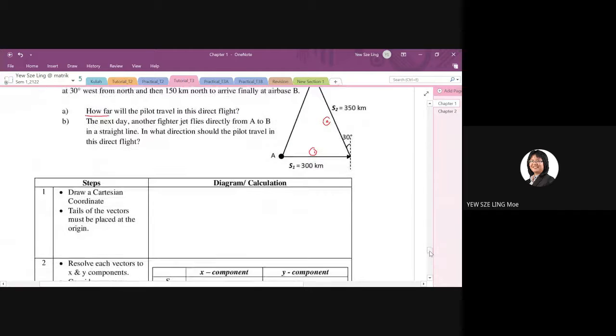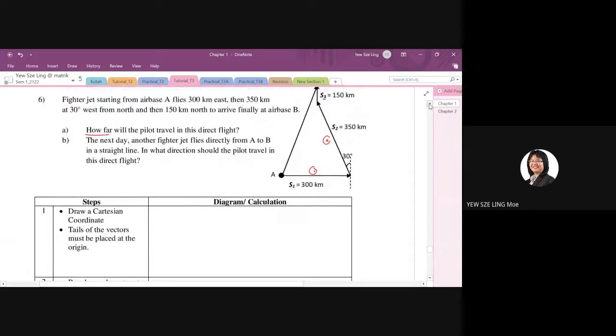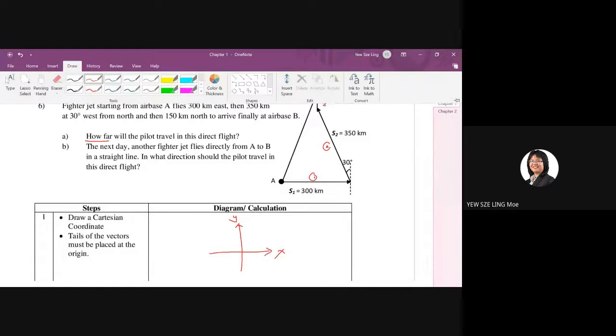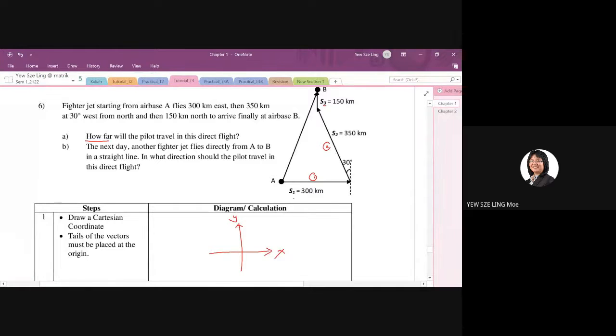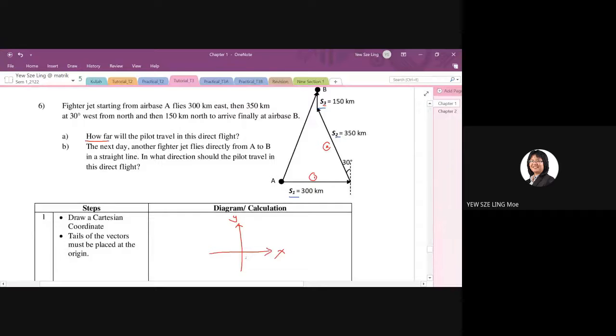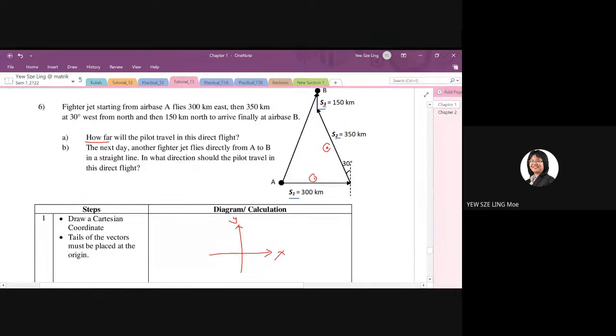So what are you going to do? Now we want to draw an XY plane first. So this is your X, and this is your Y. Then we are going to move the vectors S1, S2, and S3 into our XY plane. S1 is going east, so it's located along the X component. So this is your S1.